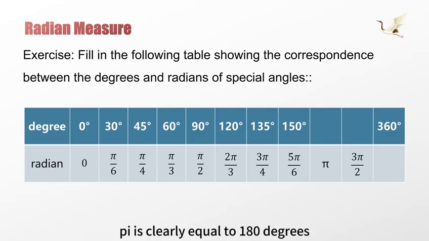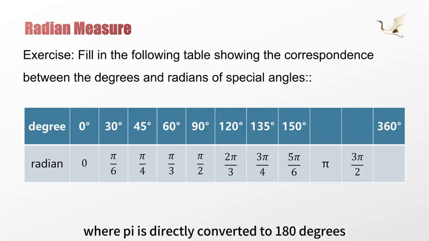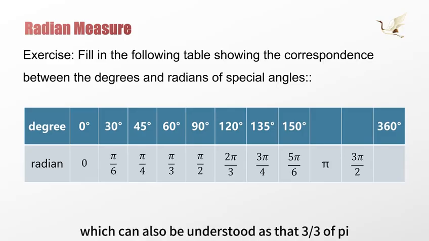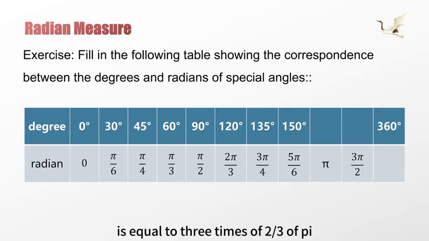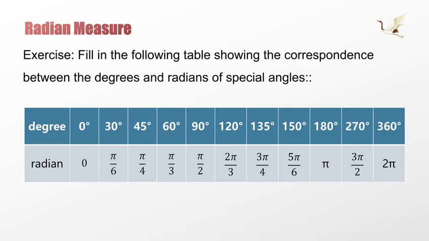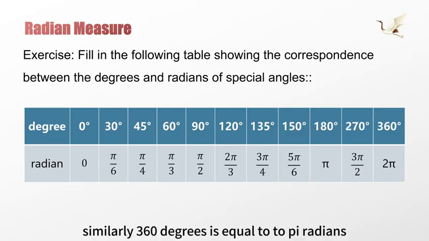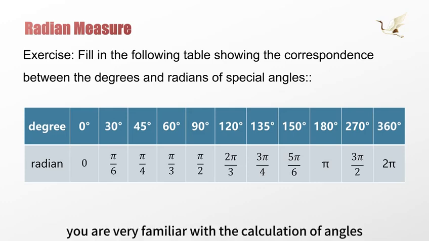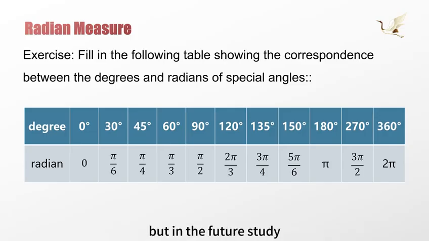Pi is clearly equal to 180 degrees, where pi is directly converted to 180 degrees. And 3/2 of pi is equal to 270 degrees, which can also be understood as 3/2 of pi being 3 times 1/2 of pi, so 3 times 90 degrees is equal to 270 degrees. Similarly, 360 degrees is equal to 2 pi radians. In our previous study, you are very familiar with the calculation of angles. But in the future study, we should learn to use radians to express the special angles we are familiar with.